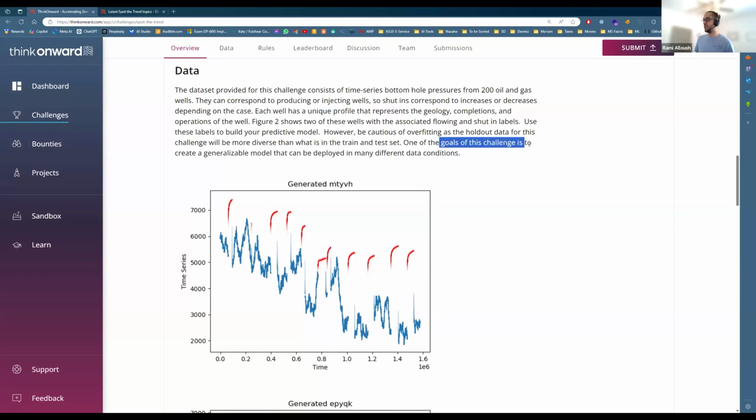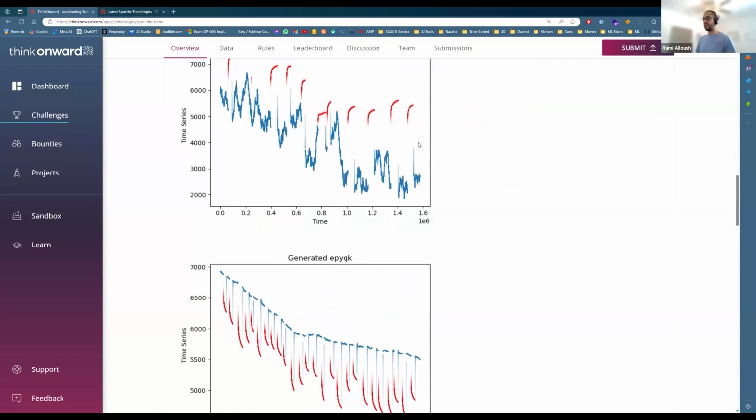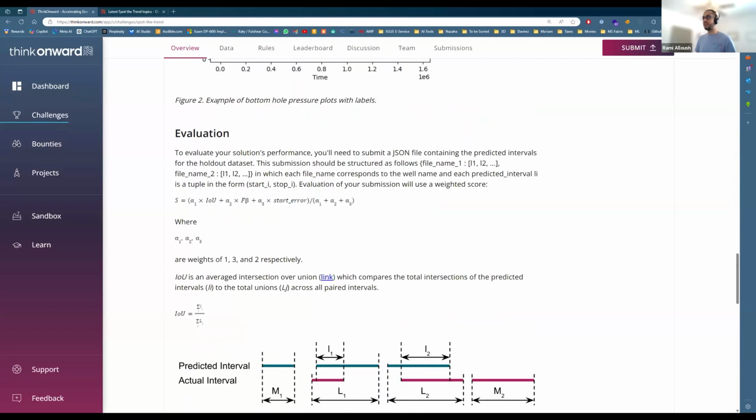One of the goals of this challenge is to create a generalizable model. Like a model that can be generalized, can be used on anything, that can be deployed in many different data conditions, right? So don't build a model that's just about this data. Try to get something smart, something general, so that we can use it on other datasets or other data conditions. So this is the dataset here.